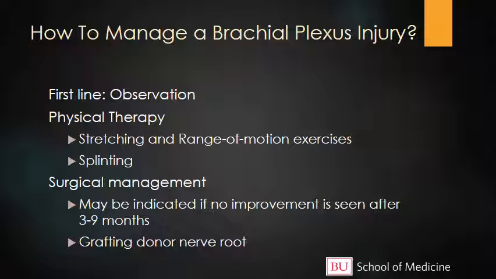So if observation does not sufficiently lead to the natural spontaneous resolution, physical therapy can include stretching or range of motion exercises. Splinting is rarely, if ever, required. Surgical management may be indicated if no improvement is seen after 3 to 9 months. And this is done using harvesting of a donor nerve and directly repairing the damaged nerve root. However, there is significant debate in the literature regarding the benefits versus risks of surgical repair. And as we said before, in most cases, these injuries will resolve on their own.